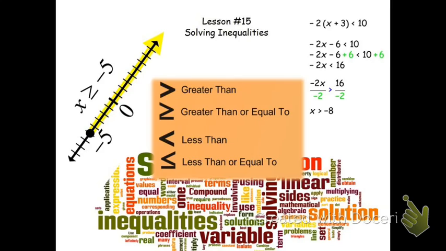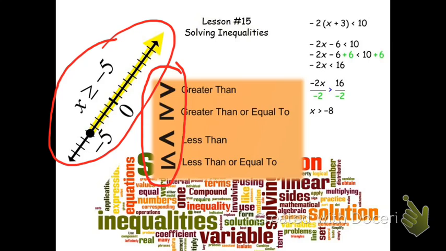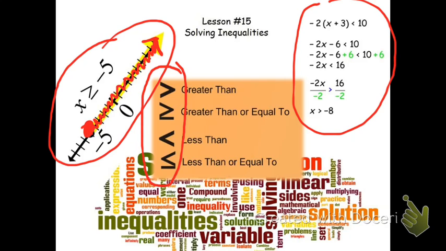Inequalities are mathematical expressions or algebraic expressions that use these four symbols: greater than, greater than or equal to, less than, and less than or equal to. When we graph an inequality, which we'll be doing today, we graph an area on a number line. So for example, this says x is greater than or equal to -5, so we want everything that's bigger than or equal to -5, so we close in the dot there at -5.